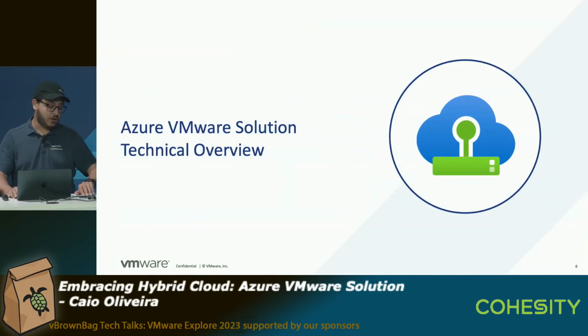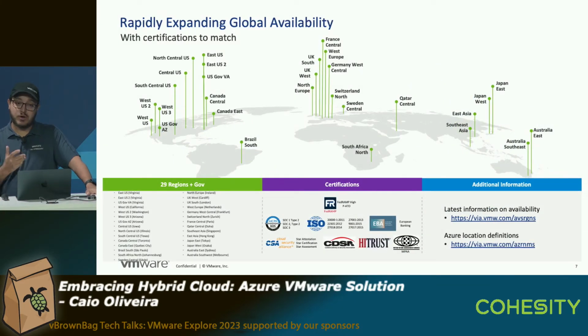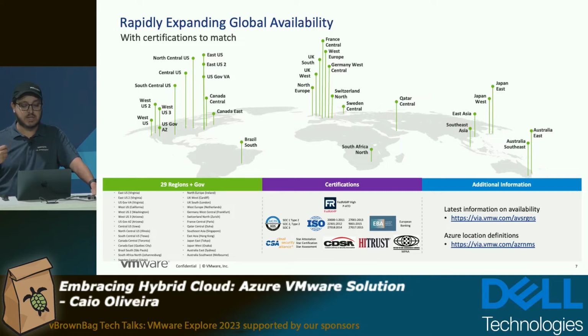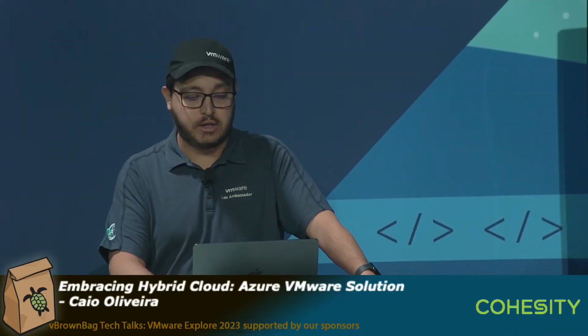So going more technically to talk about AVS, right? AVS is pretty much available in the majority of the Azure regions. So all across the globe, 29 regions plus GovCloud. So we have AVS available. As well, a lot of certifications here, ISO, HITRUST, CSA, so everything is there. And for you to get to know the current certifications, there are some links in the deck that you can use.